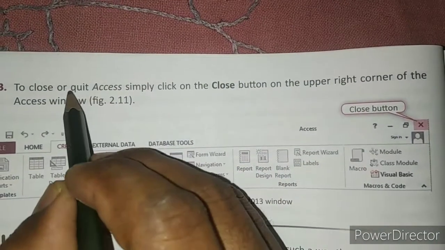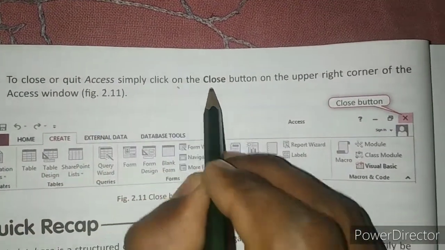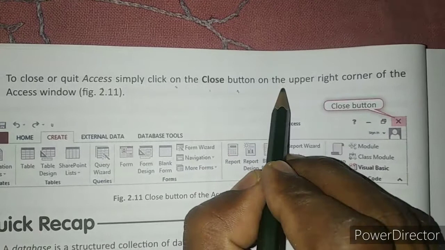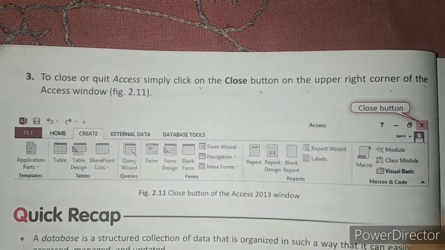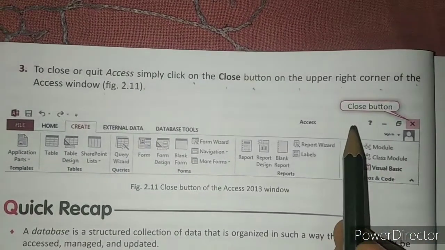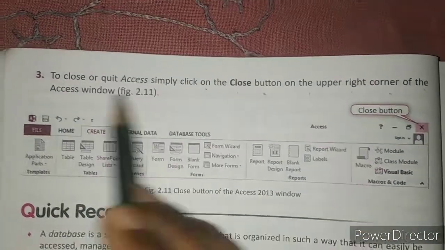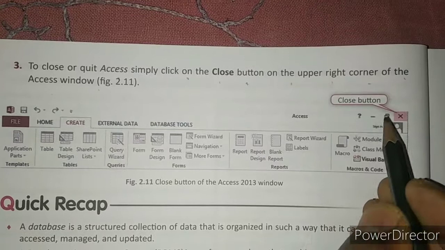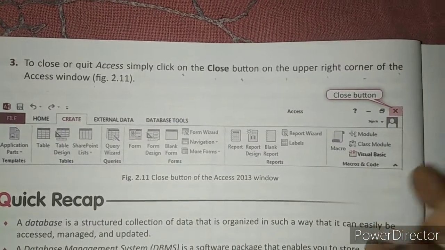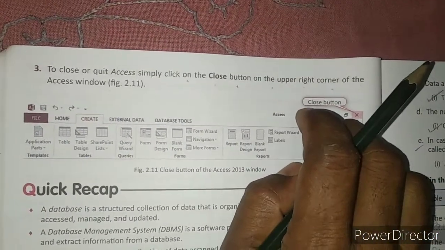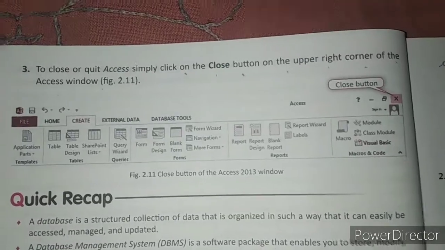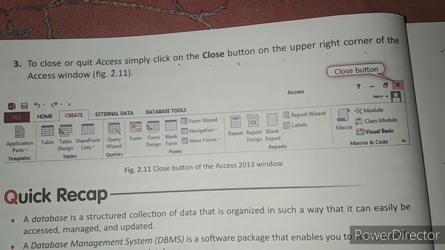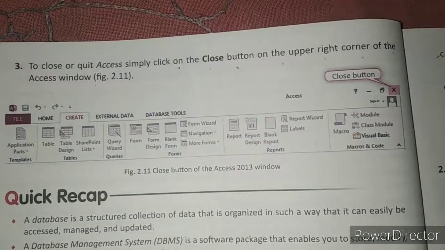To close or quit Access, simply click on the close button on the upper right corner of the Access window. If you want to close the Access window, then the close button is there at the corner, you can click on this and it will be closed. So these are the procedures by which you can close a database and MS Access.